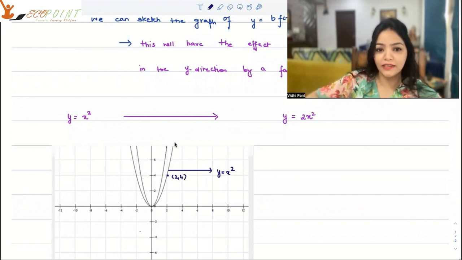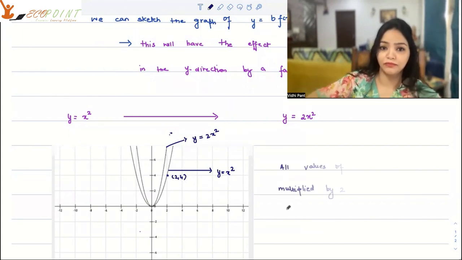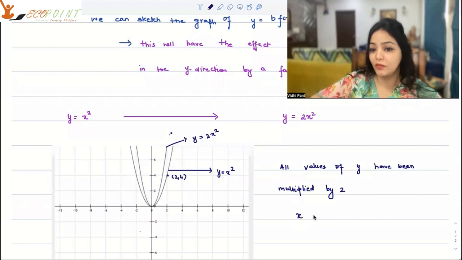And this is the graph of y equals 2 times x squared. At 2, the value will be somewhere up here. It's going to be 8. Now, what has happened? Each y value is multiplied by 2. The x value remains unchanged, but the y values are getting multiplied by 2. So please note that x remains unchanged.